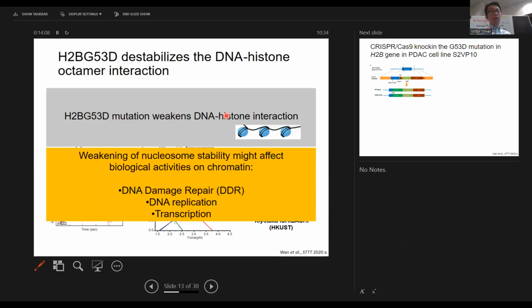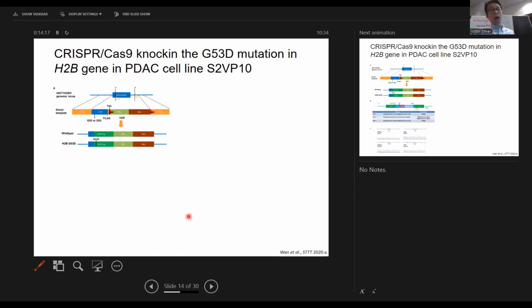nucleosome. So the weakening of the nucleosome stability might affect many biological activities on the chromatin, including the DNA damage repair, DNA replication, and the transcription. So to address these questions, we used the CRISPR-Cas9 approach to knock in these mutations in a pancreatic cancer cell line, S2-10. So we put a flag tag at the N terminal of the wild type or the G53D mutant DNA, and then knock into one of the H2B gene loci.